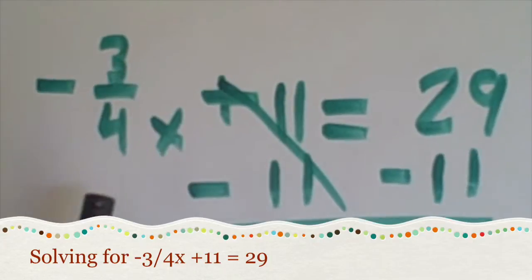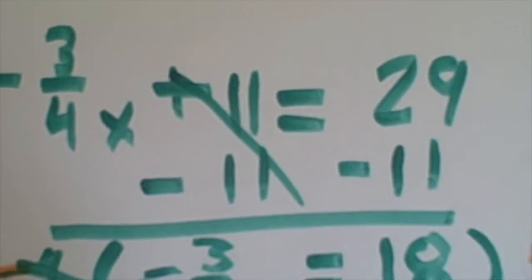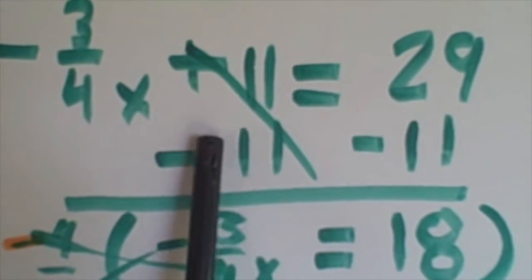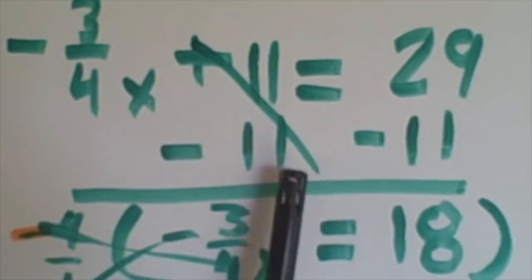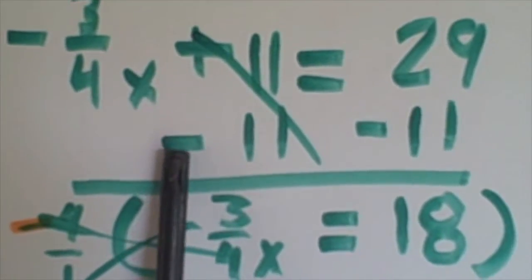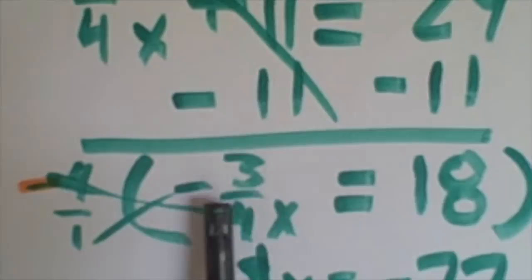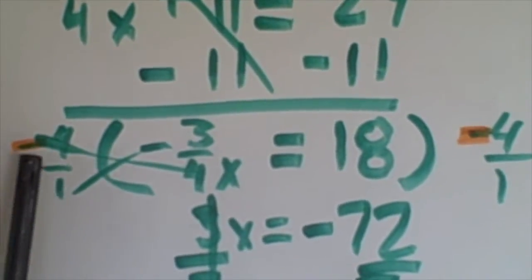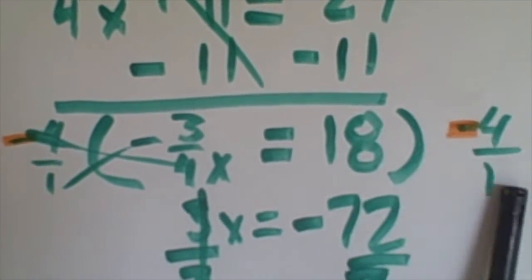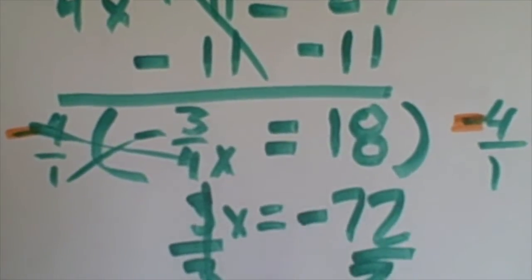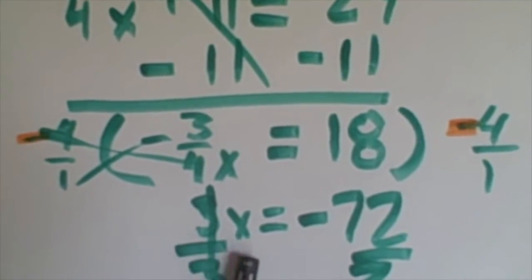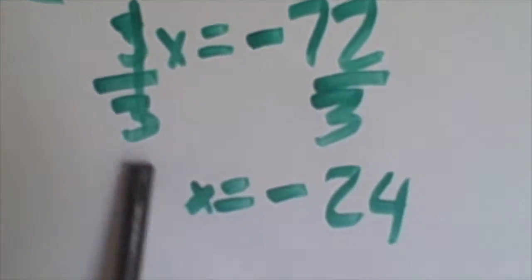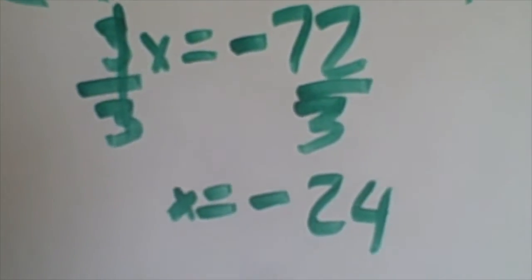So negative 3/4 x plus 11 is equal to 29. You isolate this variable by using the inverse operation for positive 11, which is negative 11. So you subtract 11 from both sides. This comes out to negative 3/4 x is equal to 18. Then you get rid of this fraction by doing negative 4 over 1 and negative 4 over 1 and multiplying each side. It becomes 3x is equal to negative 72. Then you divide by 3 to both sides, and the answer is x equals negative 24.